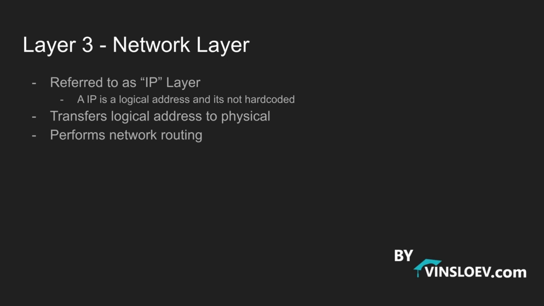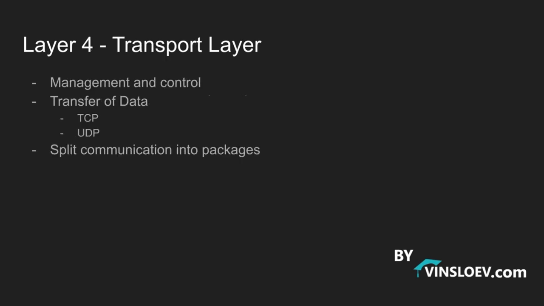So it is not something that is hard coded. And it is also this layer that is doing the network routing. Whenever you are using a router, for example, that is a layer 3 device, because it is distributing packages based on the different IPs, and it is sorting who is going to get what based on the IP addresses on the packages that are going to be transferred.